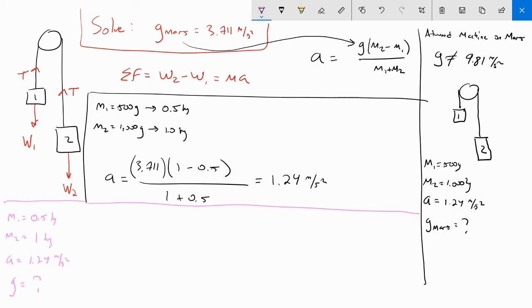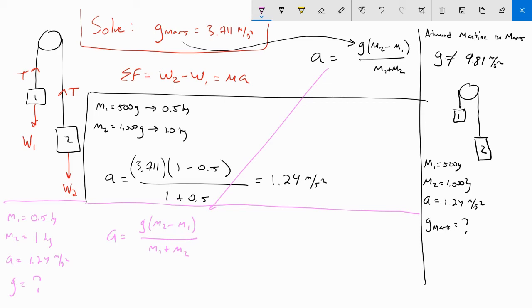Remember the GUESS method. My givens are here, my unknown is down here. Now I need to figure out what equation I'm going to use. I already know I have my sum of forces, and since I've solved that out, I'm just going to pull the acceleration version down here. So I have my acceleration is equal to g times (m2 minus m1) over (m1 plus m2). But I need to solve this for g, not a.